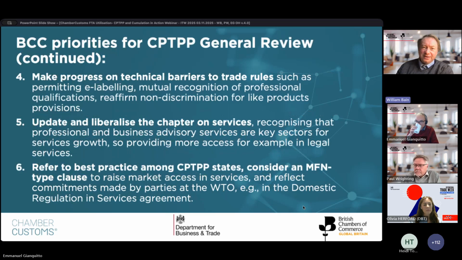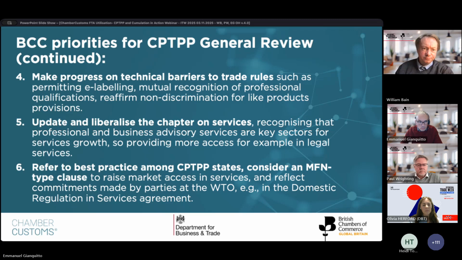We also believe strongly that the 12 should make progress on technical barriers to trade. I mean, these can often be some of the most annoying and burdensome rules for companies to have to comply with when they're seeking to access an overseas market. So we would advise looking at things like permitting e-labelling, mutual recognition of professional qualifications, and reaffirming non-discrimination for like products provisions. These would all help boost the economic potential of CPTPP membership even further.